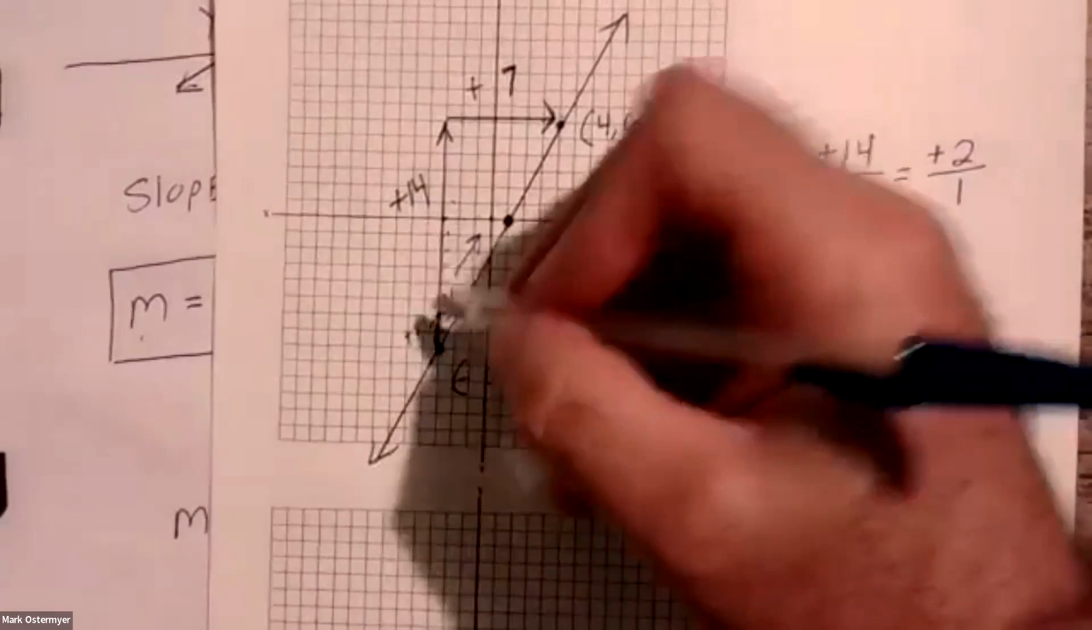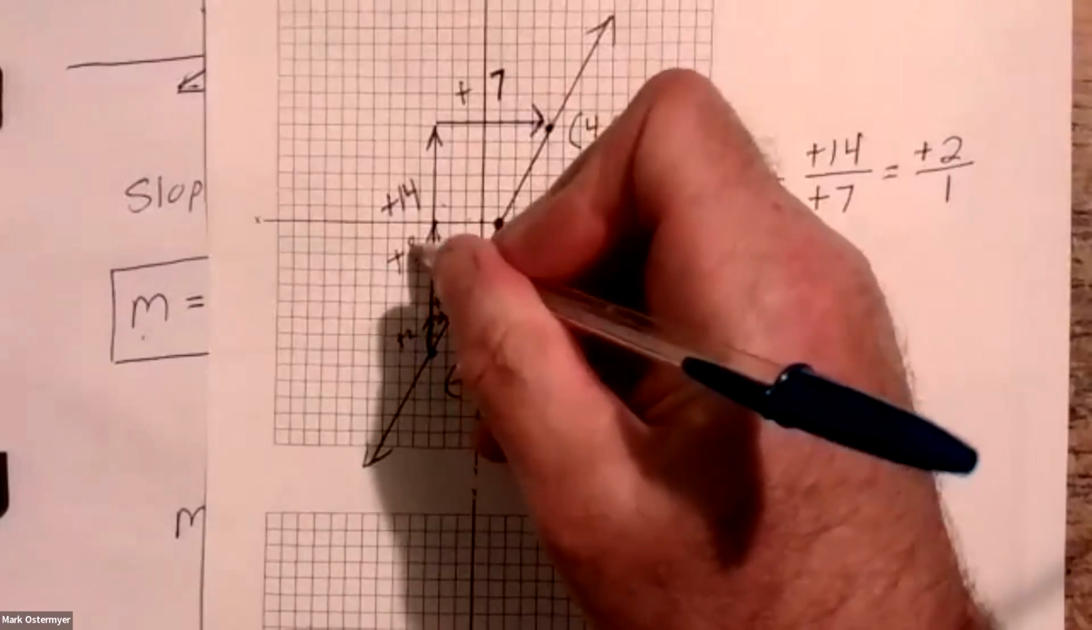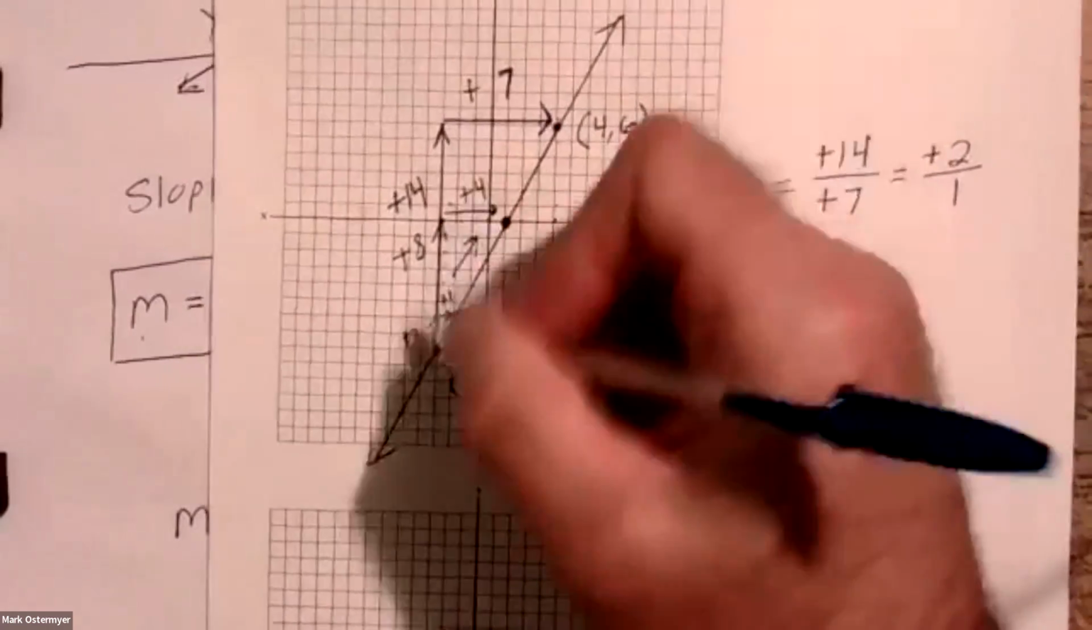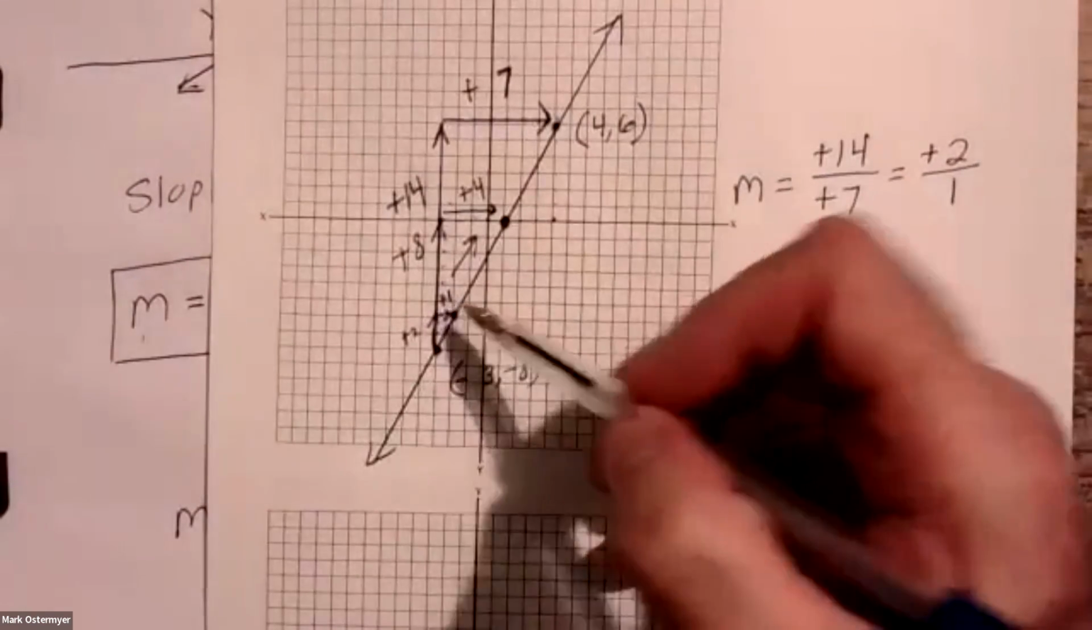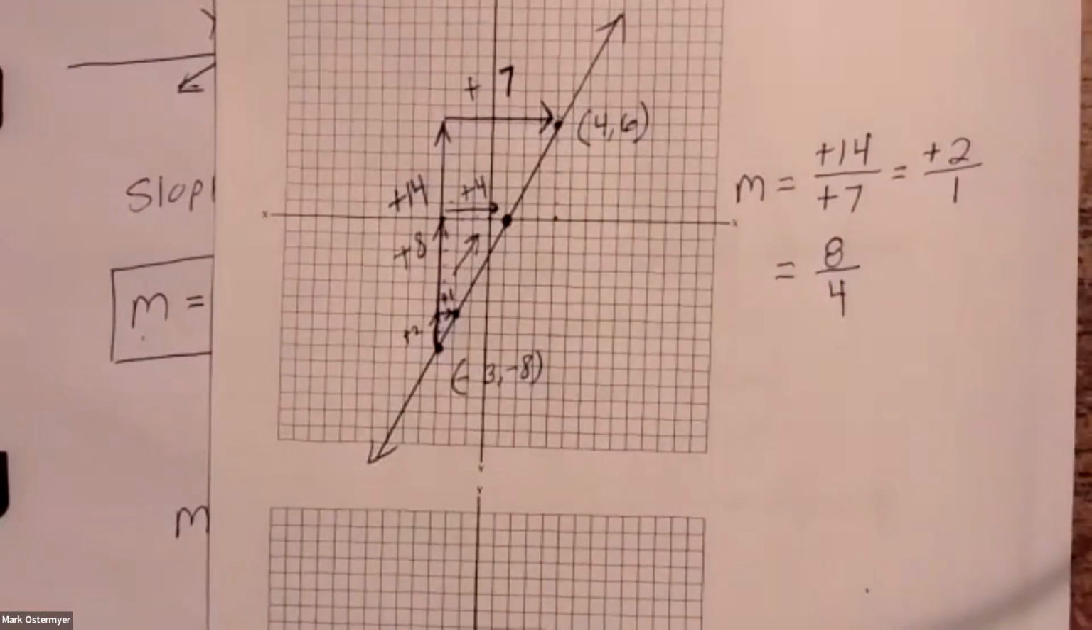Do you agree? So I could have went up 8 units. That would be my rise, and then my run would be positive 4. 8 over 4 is the same thing as 2 over 1, is the same thing as 14 over 7. Is this getting through and making sense here?